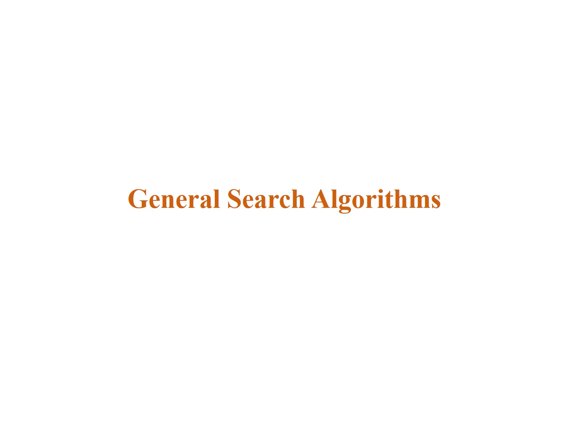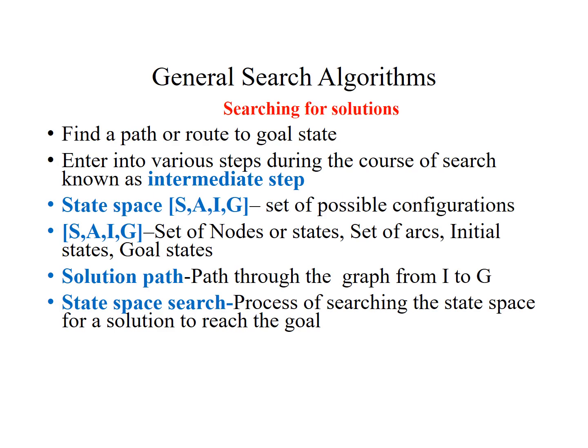Hi, in this video we are going to learn about the general search algorithms. General search algorithms are meant for searching for solutions. We can find a path or route to the goal state, and we will enter into a lot of steps during the course of search, which are known as intermediate steps.